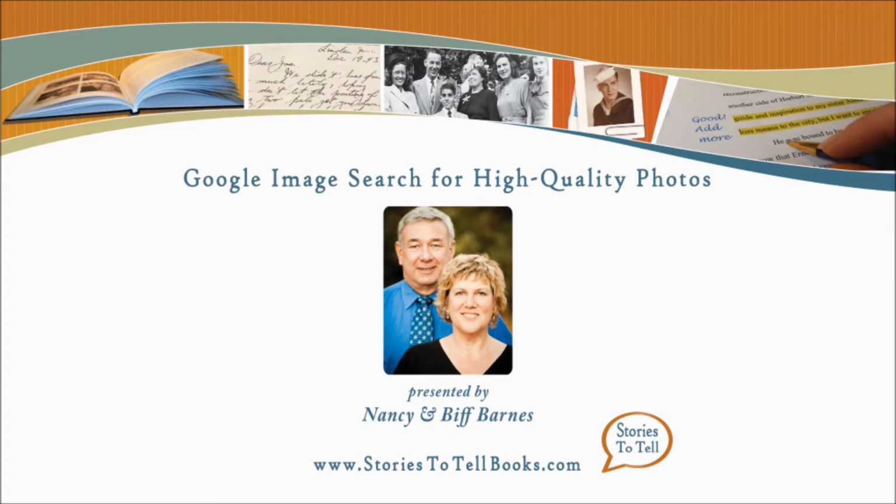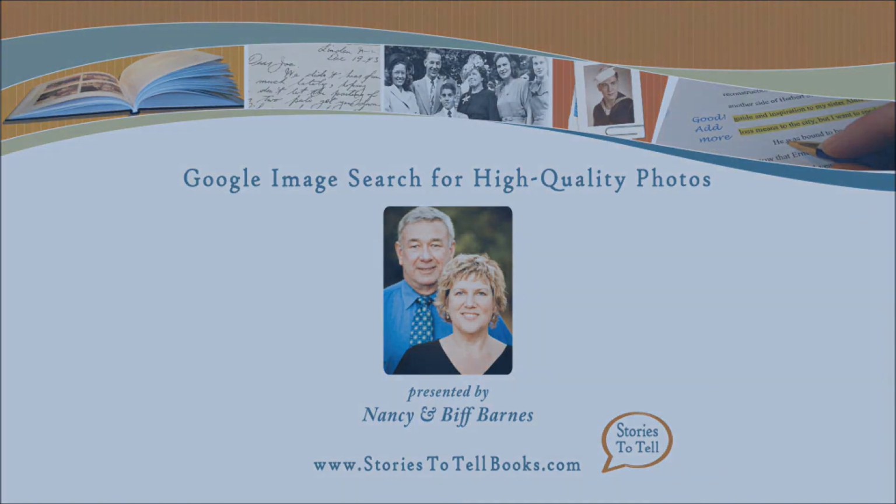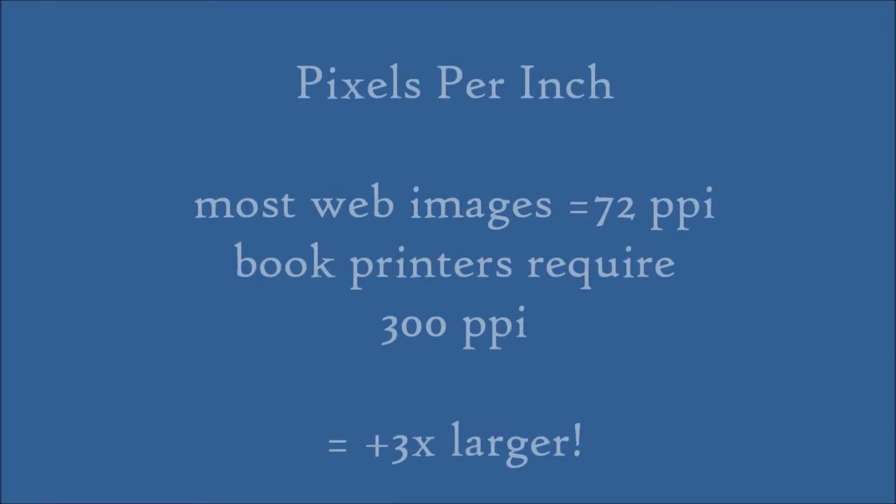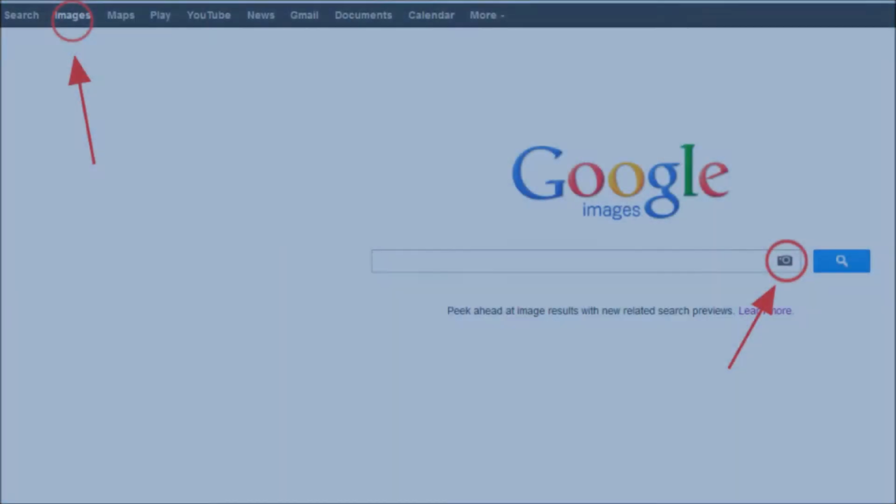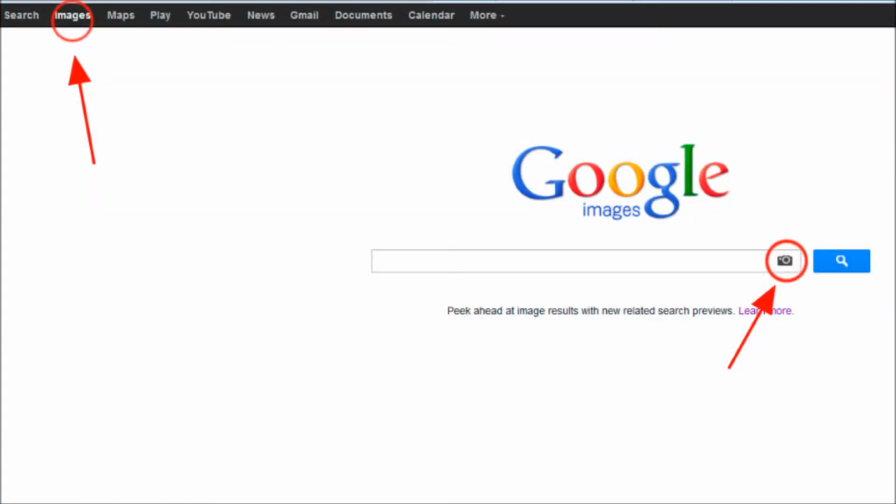Many of our clients find images online or have received them from friends and family by email where the originals have been downsized to the point that they're not usable in a print book. We're going to talk about how you can search for duplicates or similar high quality photos at higher resolutions that are suitable for printing.